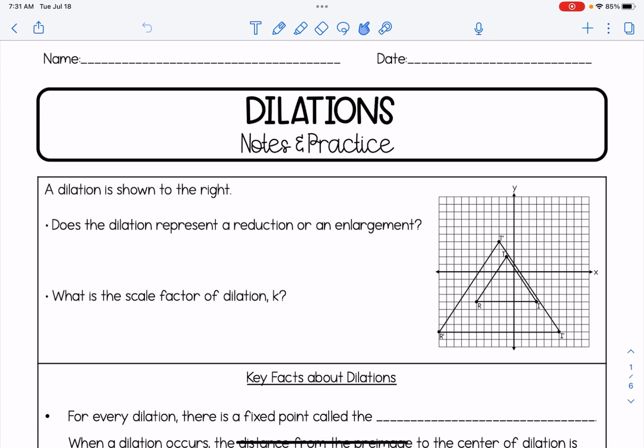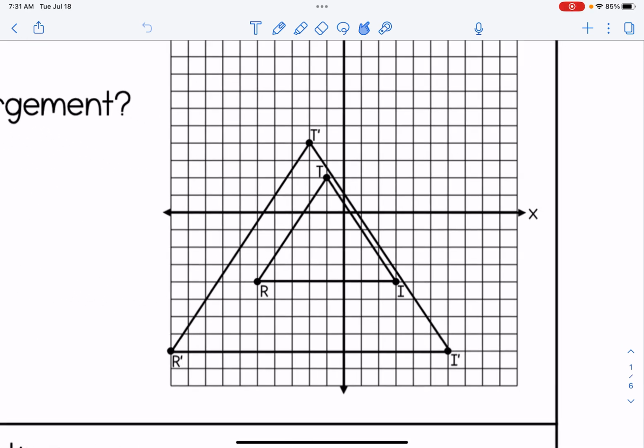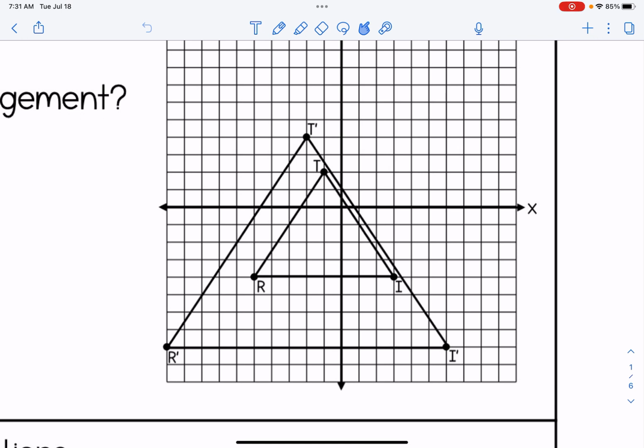Hi everyone, in this video we are going to be learning about dilations in the coordinate plane. If we take a look at the picture here, a dilation is shown and it asks us, does the dilation represent a reduction or an enlargement? If I zoom in on our picture, we want to take a look at where the prime symbols are. That indicates that that's the image after the dilation.